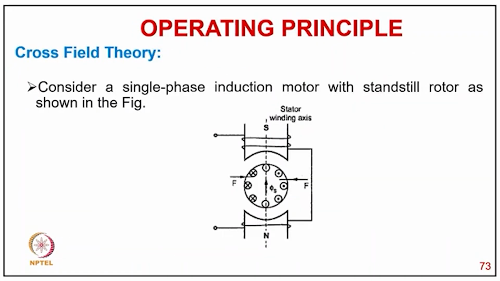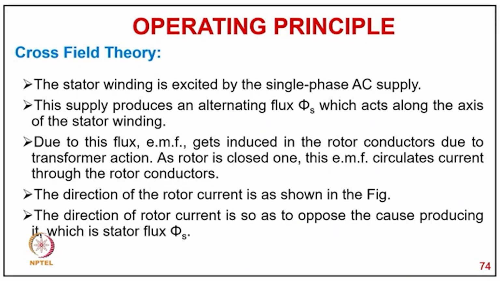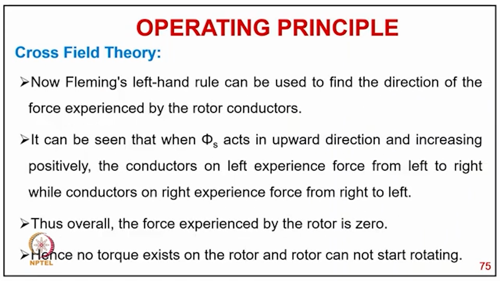Now another theory, the cross field theory. Let's consider a cylindrical pole motor with a concentrated single winding and a squirrel cage rotor, as shown in the figure. In cross field theory, the stator winding is excited by a single phase supply. The supply produces an alternating flux phi s, which acts along the axis of the stator winding, and due to this flux, an EMF is induced in the rotor conductors by transformer action. As the rotor is closed, this EMF circulates current through the rotor conductors, and the direction of rotor current is shown in the figure. The direction of the rotor current is to oppose the cause producing it, which is the stator flux phi s.